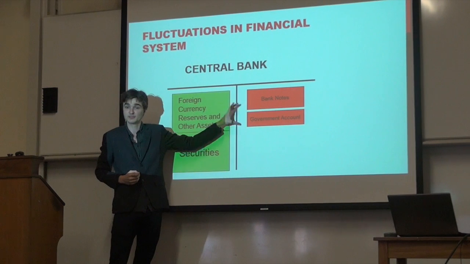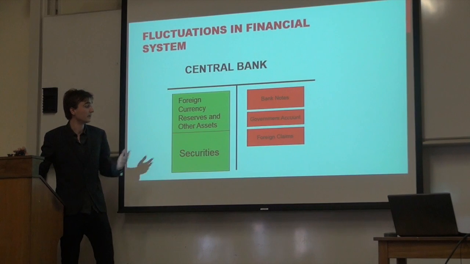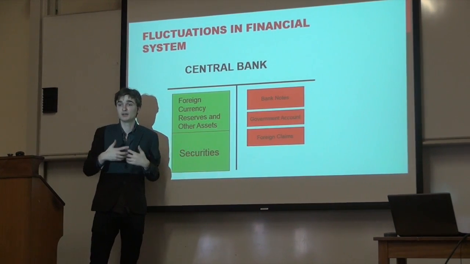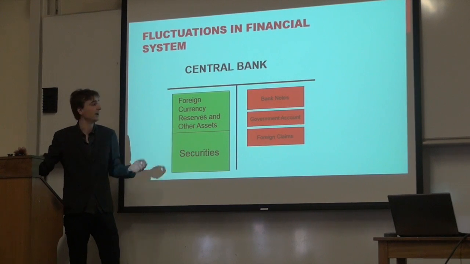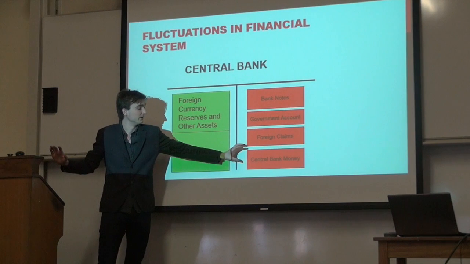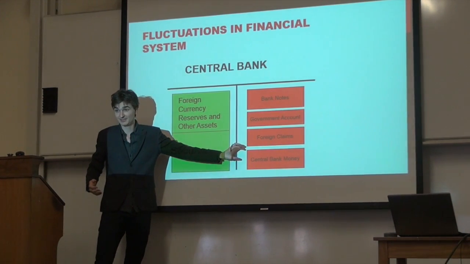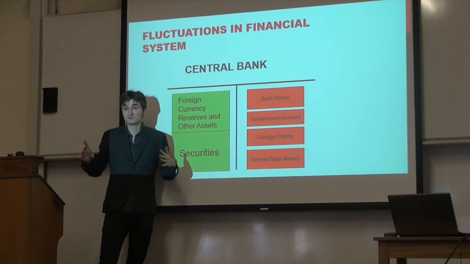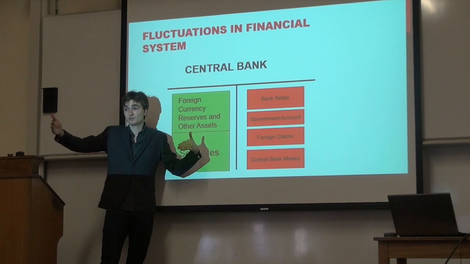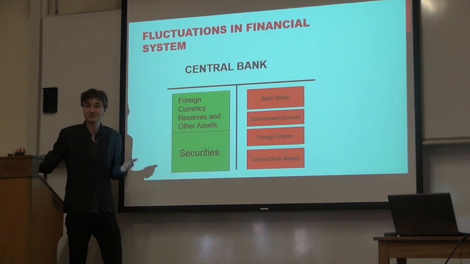So if you pay to the government, that's also settled at the central bank. There are also foreign claims, right? If you pay money abroad, then the central bank goes to its central bank and makes payment there. And then there's central bank money. So as a consequence, the amount of central bank money that's available fluctuates very much. It not only fluctuates on the accounts of individual banks, it also fluctuates with regard to how much is available in the economic system as a whole.